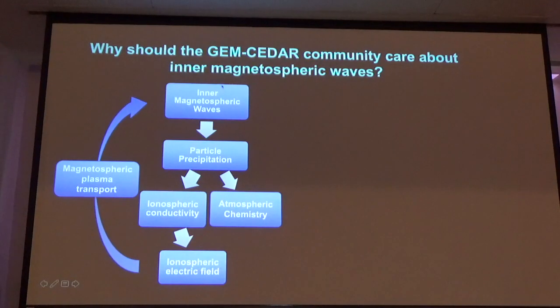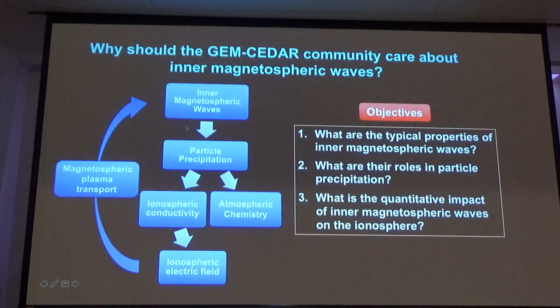As I will show more later, the inner magnetospheric waves play a key role in producing energetic particle precipitation, and those precipitations are important in changing the ionosphere conductivity, which is important for affecting the ionosphere electric field. Those ionosphere electric fields, in turn, affect the magnetosphere plasma transport, which ultimately determines the generation of various inner magnetospheric waves. In addition, the particle precipitation also affects the atmospheric chemistry and causes the depletion of the ozone.